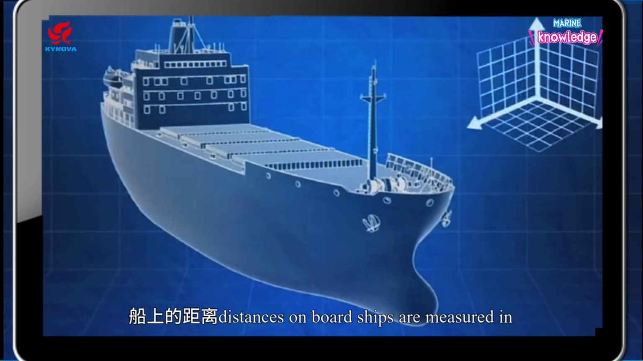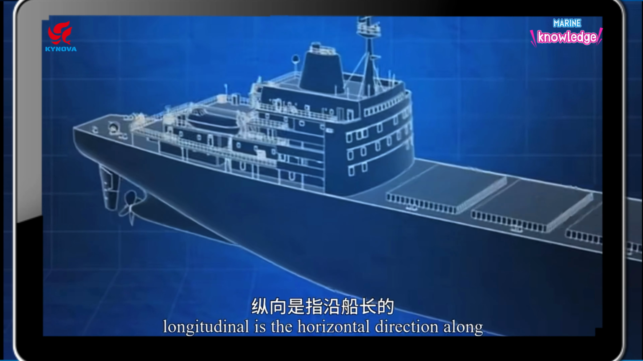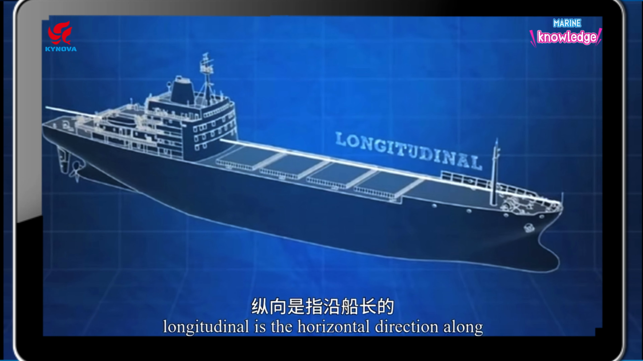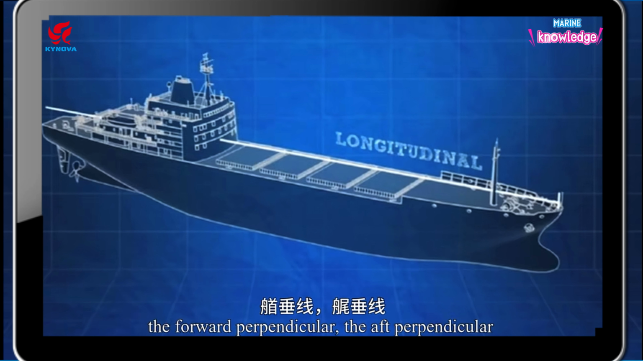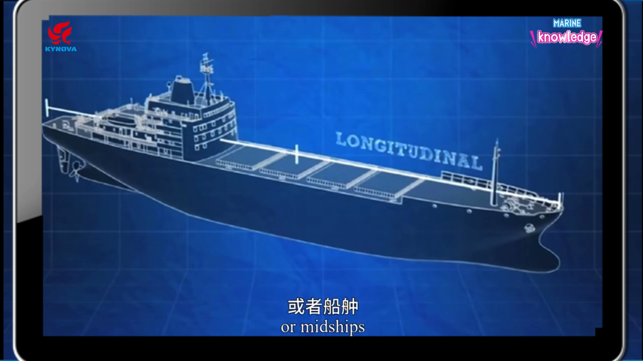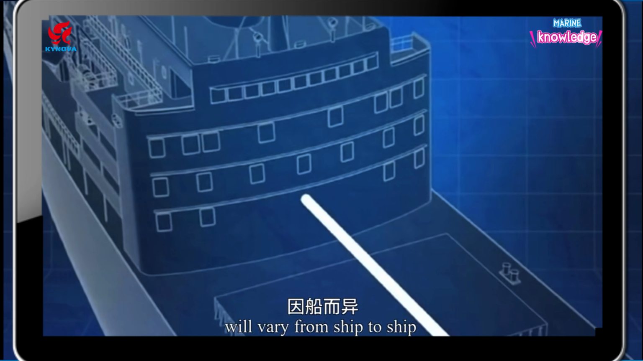Distances on board ships are measured in one of three directions: longitudinal, transverse, and vertical. Longitudinal is the horizontal direction along the length of a ship. Longitudinal distances are measured from one of three places: the forward perpendicular, the aft perpendicular, or midships. Where longitudinal measurements are taken from will vary from ship to ship.